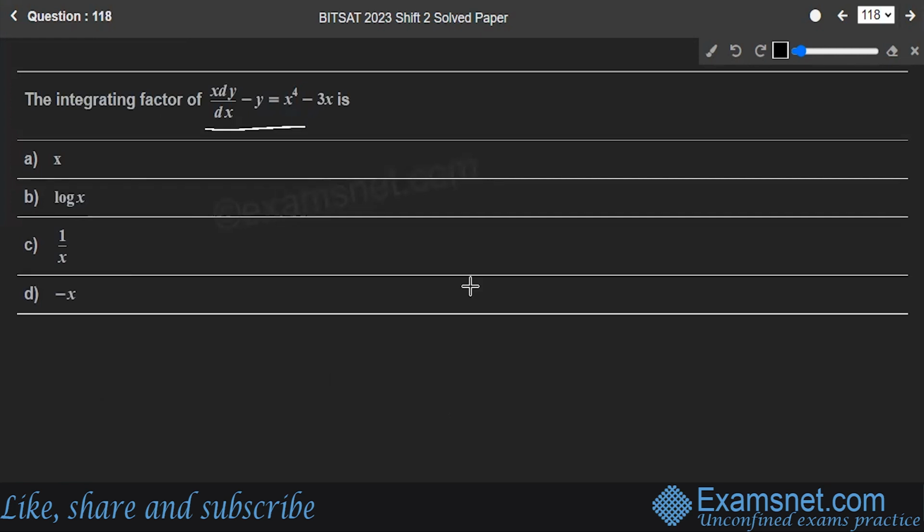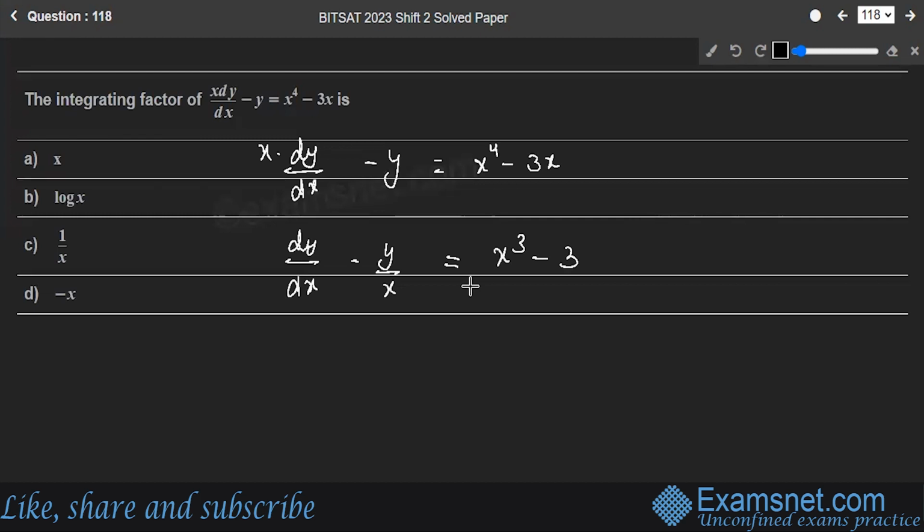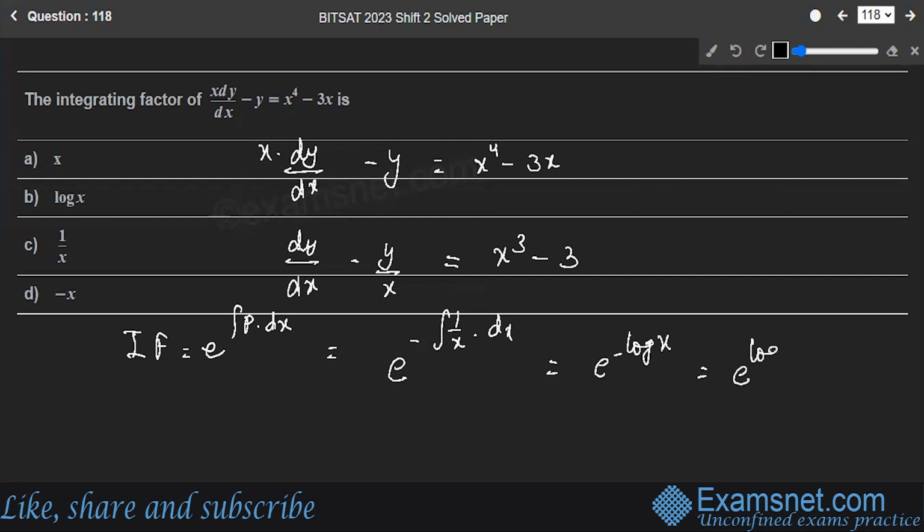The integrating factor of this equation is. So you are given the equation x into dy by dx minus y is equal to x power 4 minus 3x. So dy by dx minus y upon x is equal to x cube minus 3. Here the integrating factor is equal to e power integral of P dx, which is e power integral of minus 1 by x dx, or this is e power minus log x, or this is nothing but e power log x raised to power minus 1. You know, e power log x is equal to x, so this is x raised to power minus 1, or 1 by x. That means option C is the right answer.